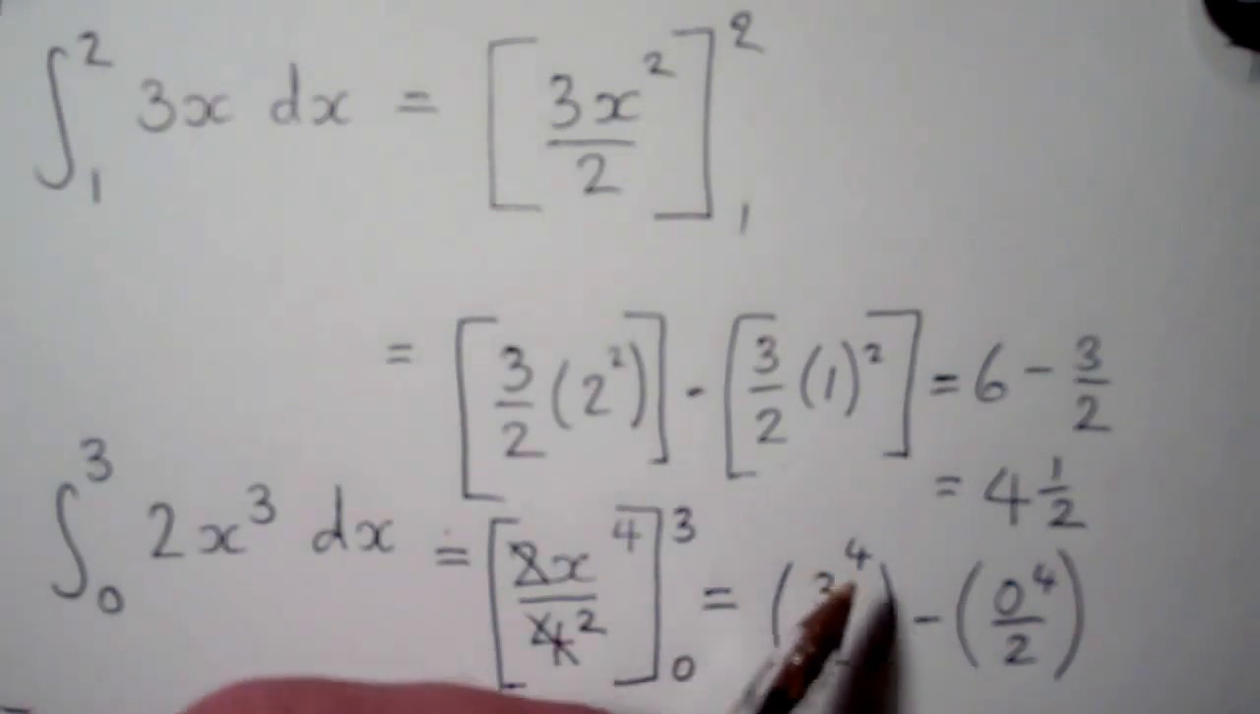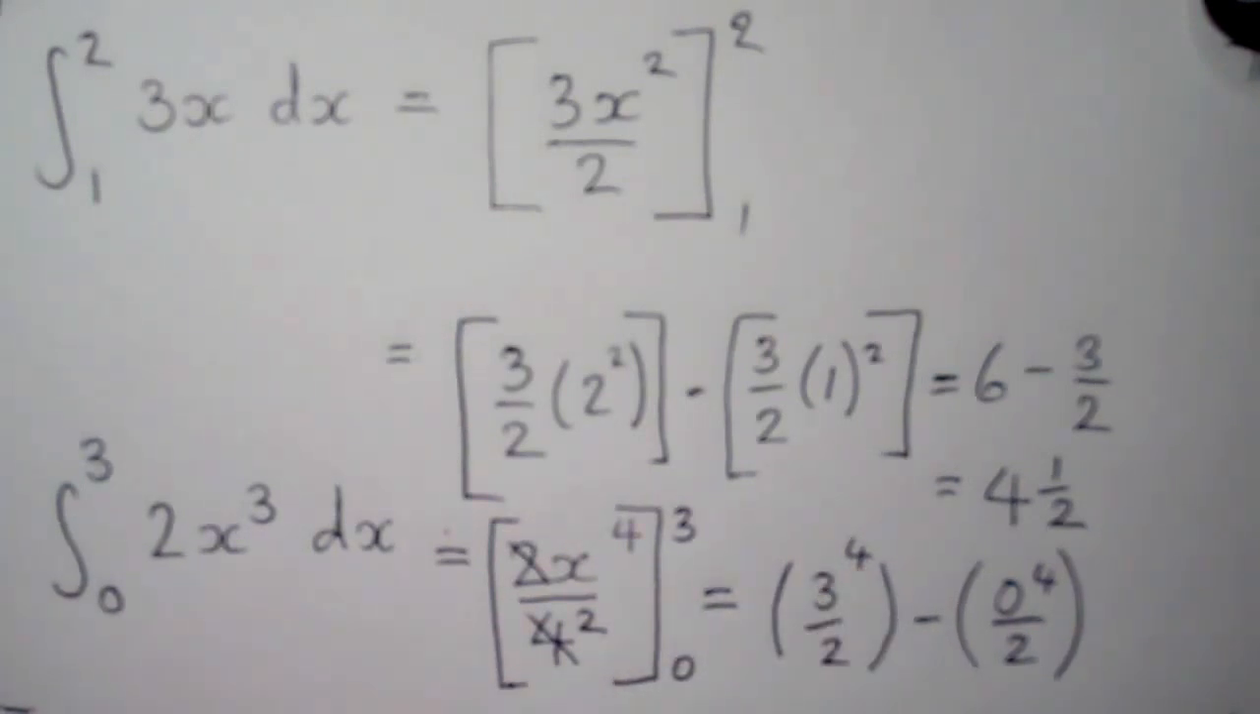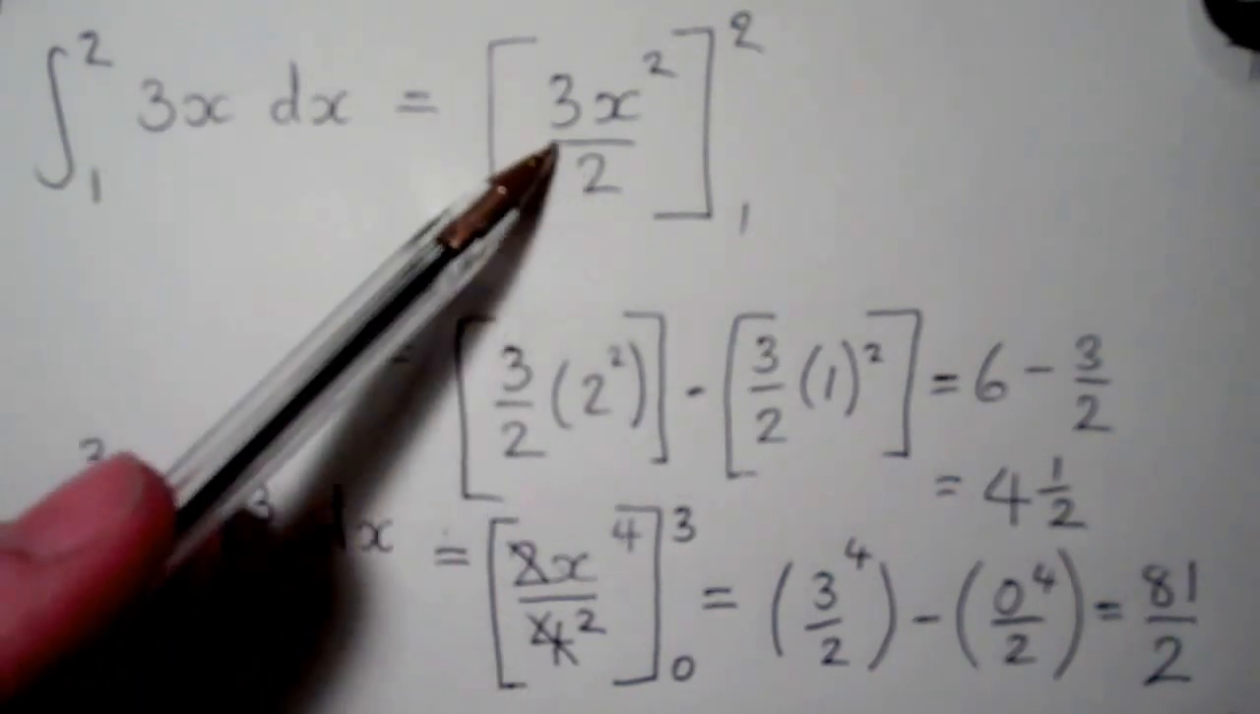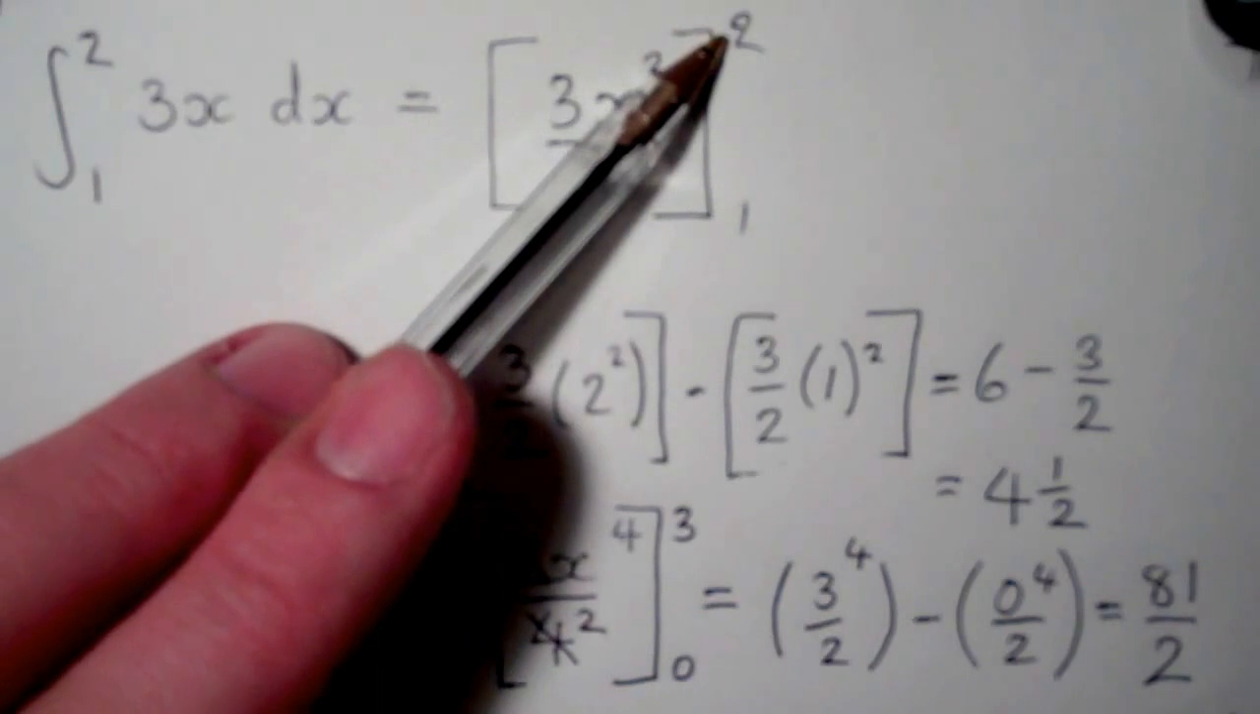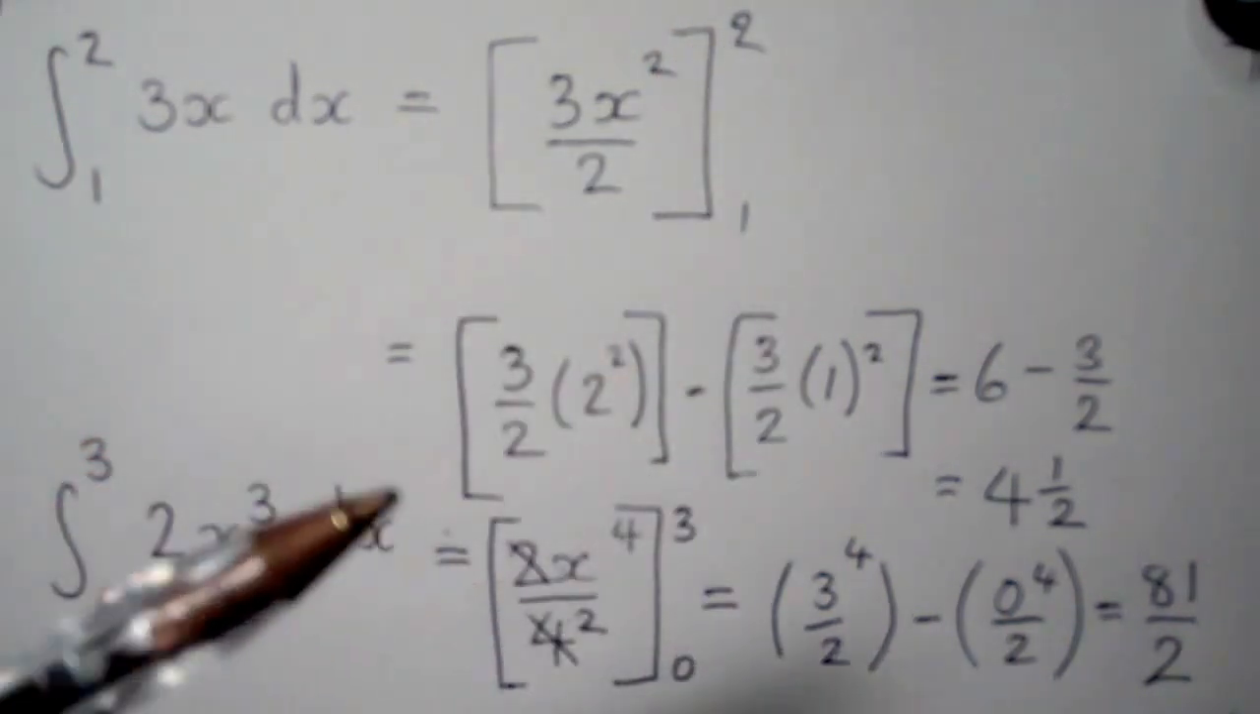Now be careful here, it's only the 3 that's raised to the 4, not the 2, because the 2 is underneath, and the 4 only applies to the x. So 3 to the 4, that's 3 times 3 times 3 times 3, so that's 9 times 9, 81. 81 over 2 is our complete answer here. This whole part is 0, so there's no need to write that in, so it's just 81 over 2. So there we go. It's not too difficult, these definite integrals. We just integrate, put the top number in, then subtract what we get from putting the bottom number in.